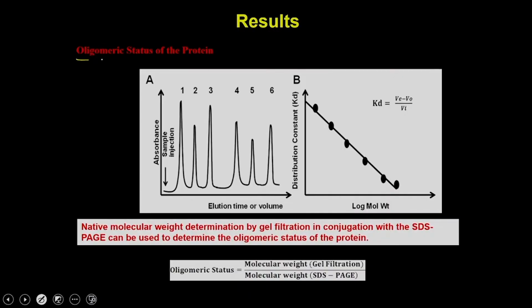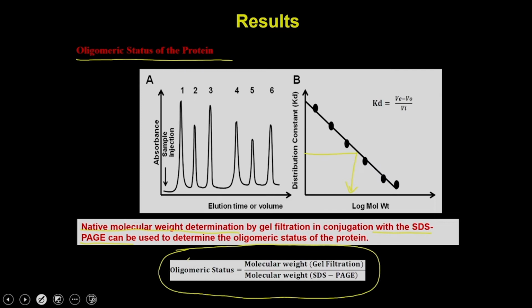So, how do you determine the oligomeric status of the protein? First, you have calibrated the column, then you have drawn the calibration curve. Now, you have the native molecular weight, which you determine with the help of the calibration curve, and then you determine the denatured molecular weight with the help of SDS-PAGE. If you put it into a formula, the oligomeric status is equivalent to the molecular weight you get from gel filtration divided by the molecular weight you get from SDS-PAGE.